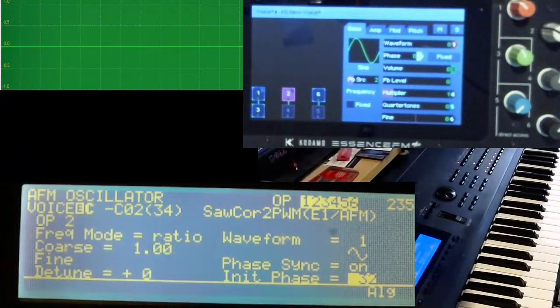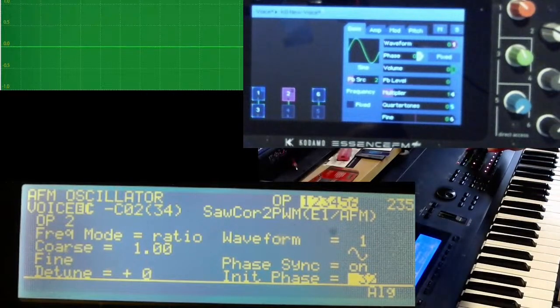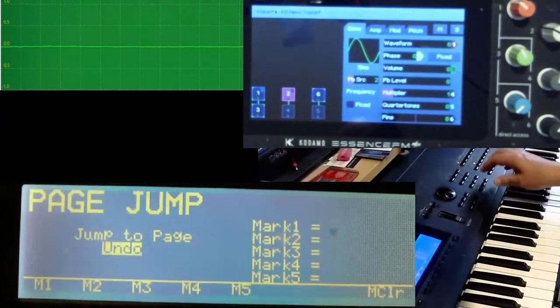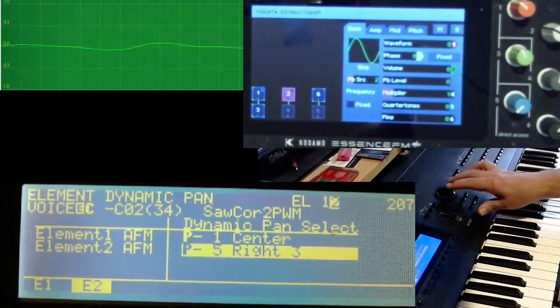So that's essentially the basis of this patch. I call it saw core pulse width modulation because it uses these interactions. So that's the abstract single oscillator version. And now we're going to expand on this a little bit and show you how I put together this patch to give you this big analog string sound. So I'm going to switch over to my element number 2 here. Let me bring it back to mono.